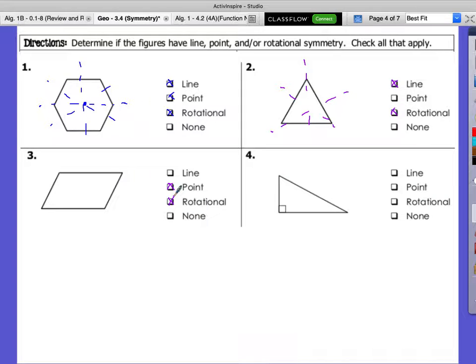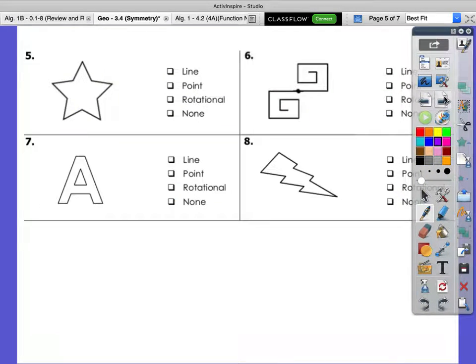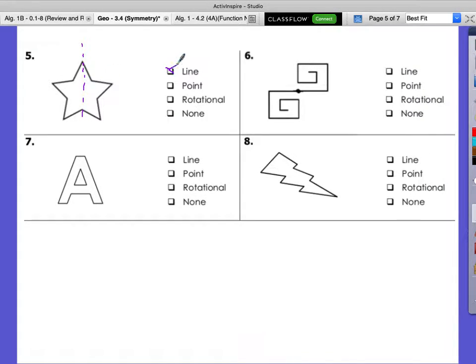Alright, let's look at these guys. 4. Does it have any type of symmetry? No. Let's go on to 5. It does have line symmetry through any of these points. You can do 5 different ones. Does that have point symmetry? No. If we flip this one upside down, you do not get the same star. You get an upside down star. Rotational though, it could rotate and still be a star. So you can turn your paper. Oh, it's still a star.